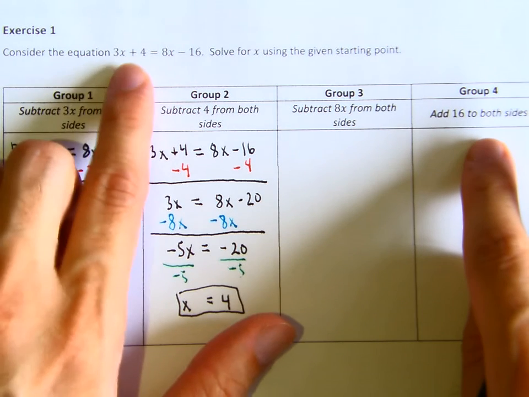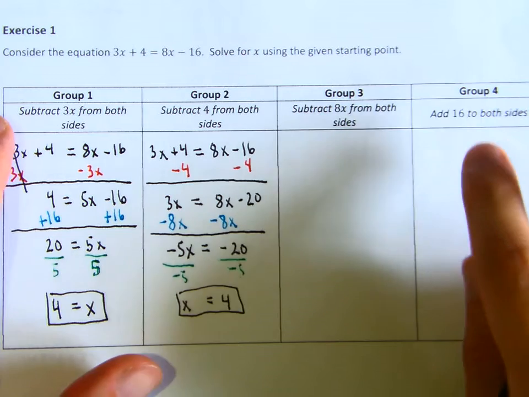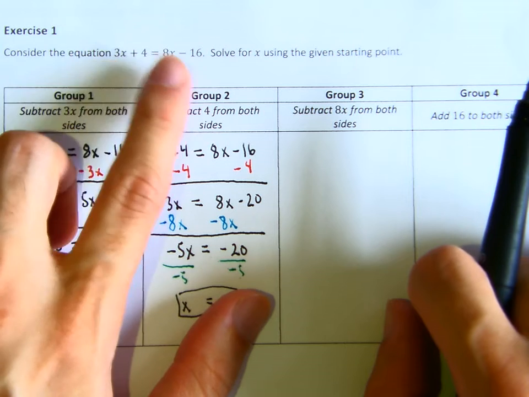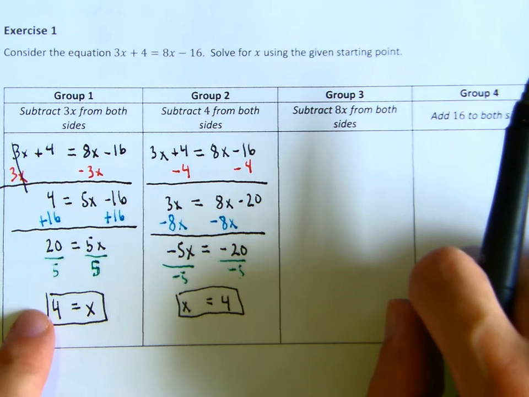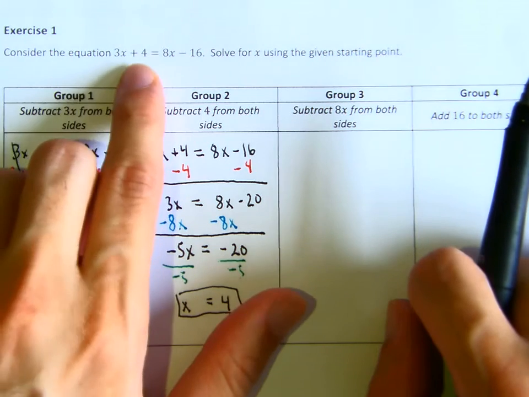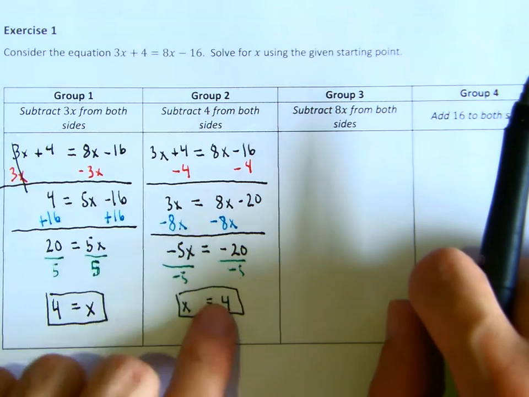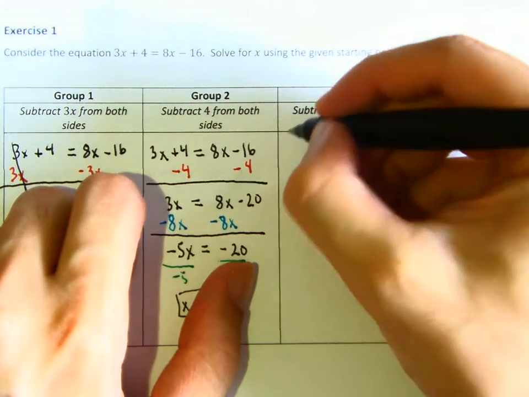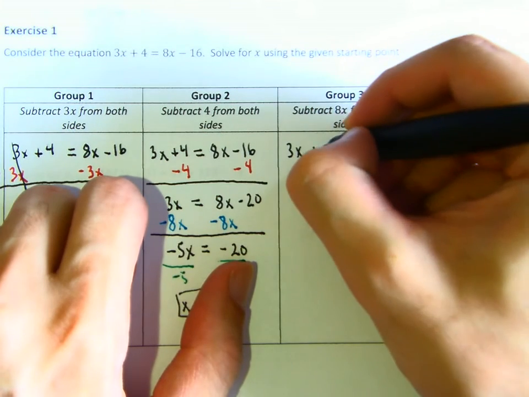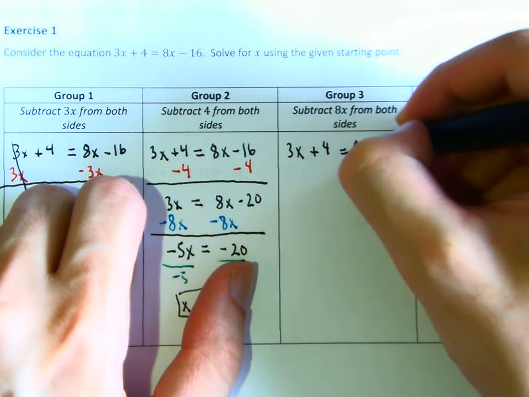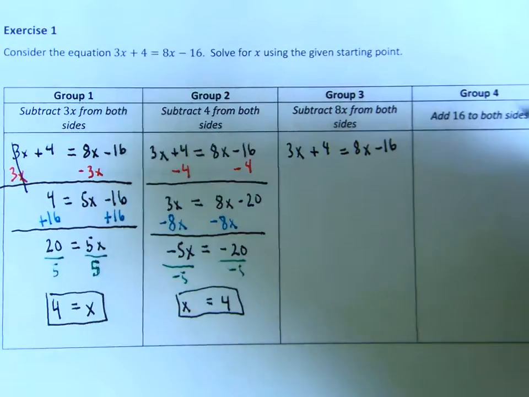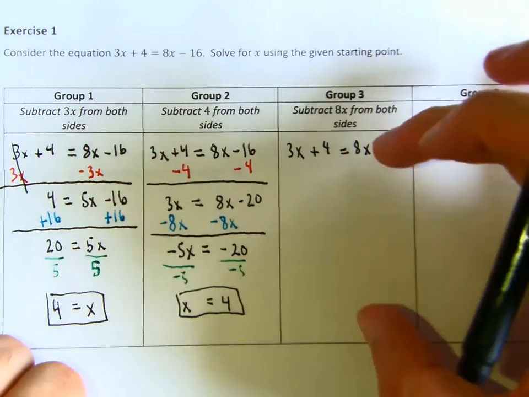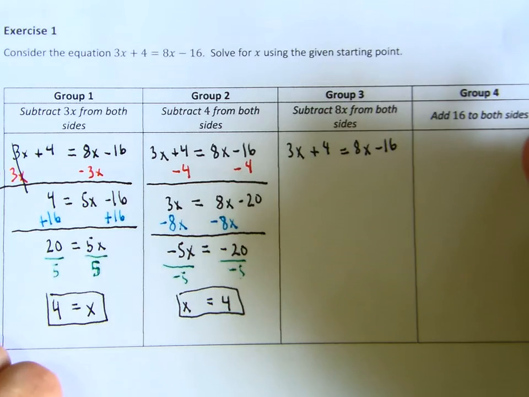Notice that when you solve this type of equation, you could start any way. You could subtract 3x on both sides, which I asked you to do here. You could subtract 4 on both sides, which we did here. What else could you do? You could subtract 8x on both sides. So if I have 3x plus 4 equals 8x minus 16, let's start by subtracting 8x on both sides. What I want you to do is pause the video and try to complete this on your own, okay?